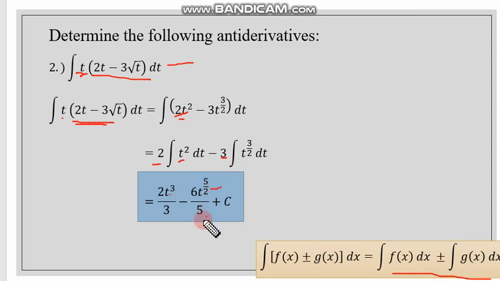So the 5 over 2 is in the denominator here. So 2 times 3 becomes 6. So 6t raised to 5 over 2 all over 5. So this is the answer: 2t cubed all over 3 minus 6t raised to 5 over 2 over 5 plus c.